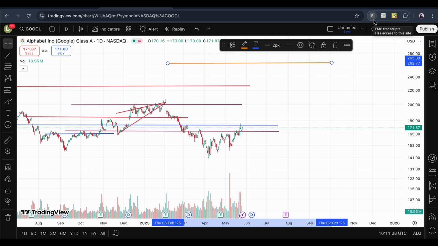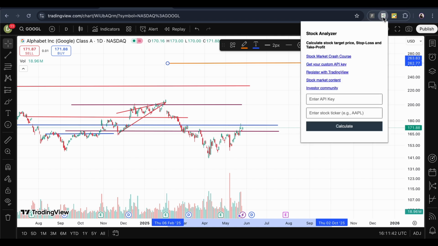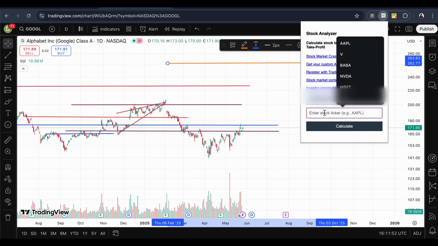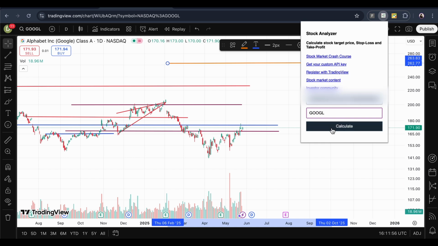Now let's use another tool called Stock Analyzer. This is not an application, it's just a Chrome extension. Just download it from the Chrome Web Store and input your custom API key. Input the stock ticker. Hit the calculate button. As you can see, the app calculates using the DCF model, but it has more conservative assumptions. The stock target price is 211.